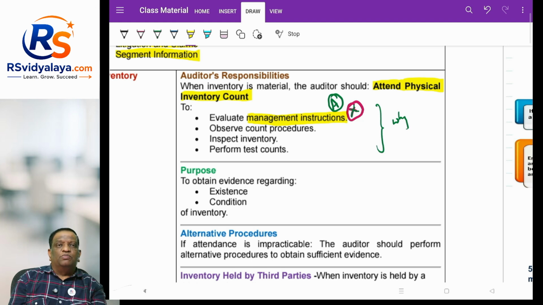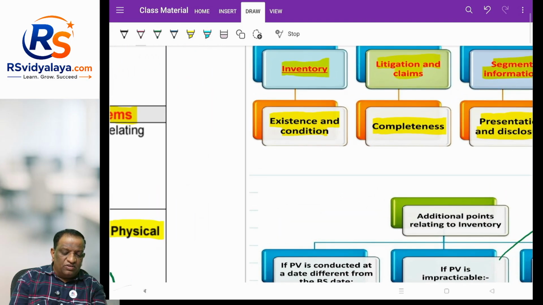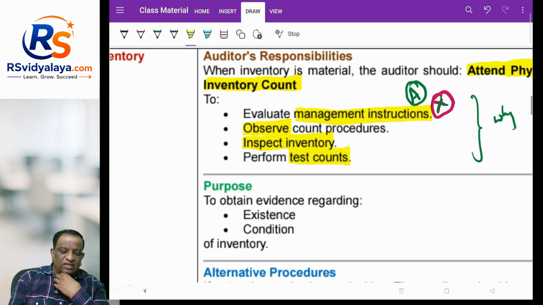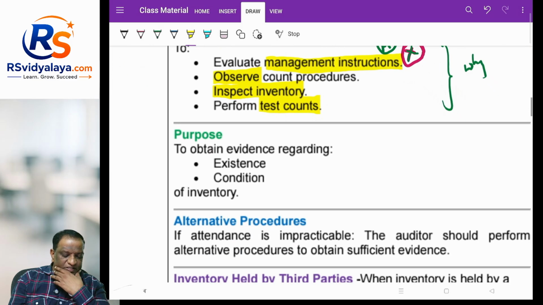Second one, observe the count procedure. So, how are they doing it? He has to observe that. This is the second reason. Third one, inspect the inventory. Why should he inspect? Because this is the objective of the auditor: the condition of it and whether the inventory exists. He will inspect the inventory to see this and to perform test counts, because the management is counting it, but the auditor will also perform test counts to compare with the counts already taken by the management. So, these are all the reasons why the auditor would be performing this.